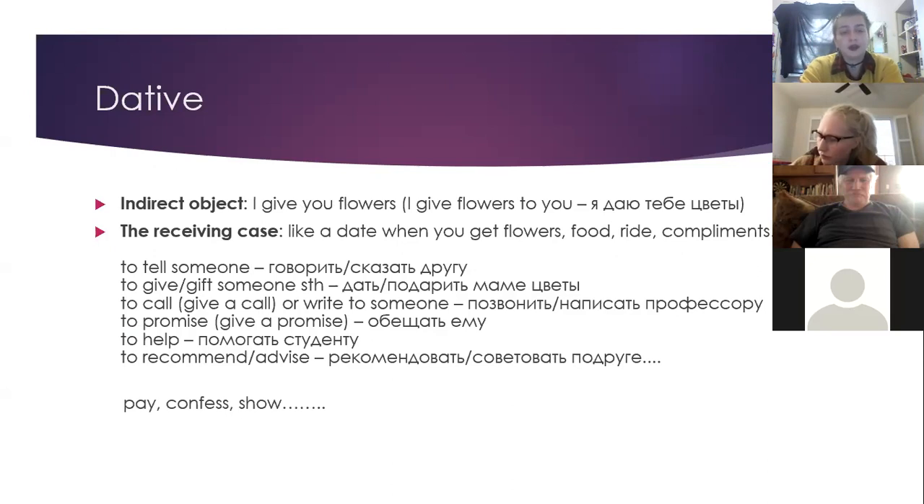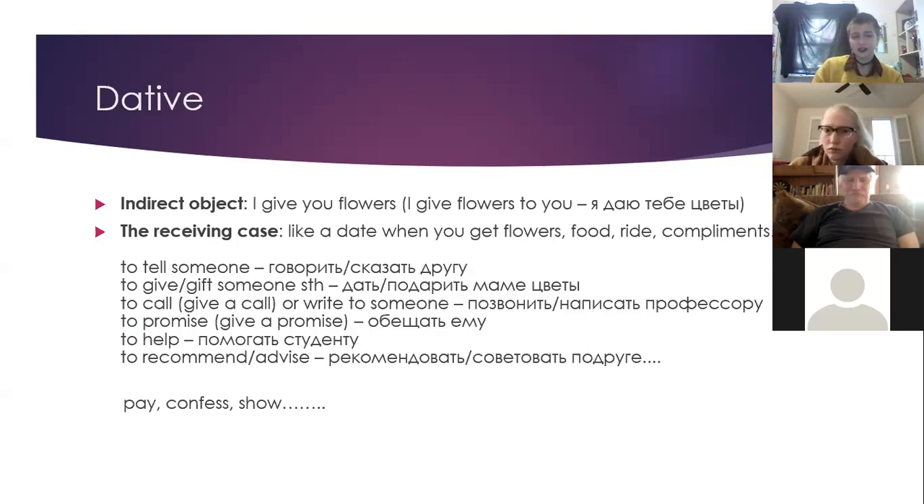But we know that here you give what? You give flowers. Yeah, so you're acting upon flowers. You're moving flowers in space. So that's going to be accusative, flowers. And you, as a receiver of those, are going to be indirect object or dative. Yeah, я даю тебе, dative, to you, цветы, flowers, accusative.